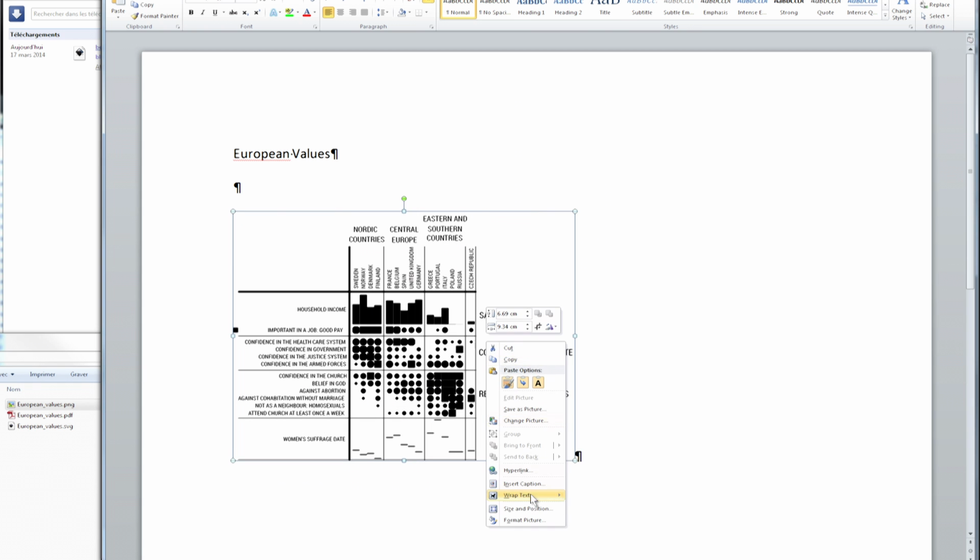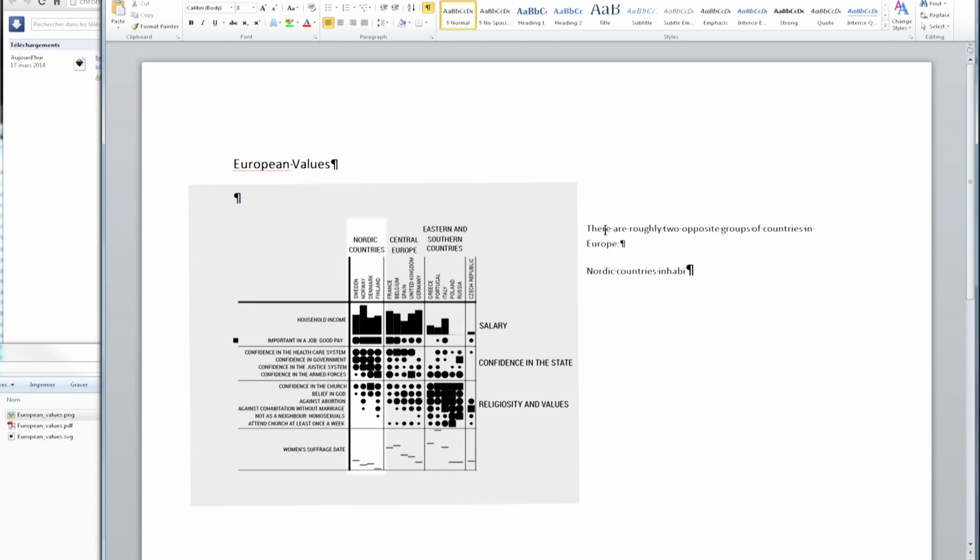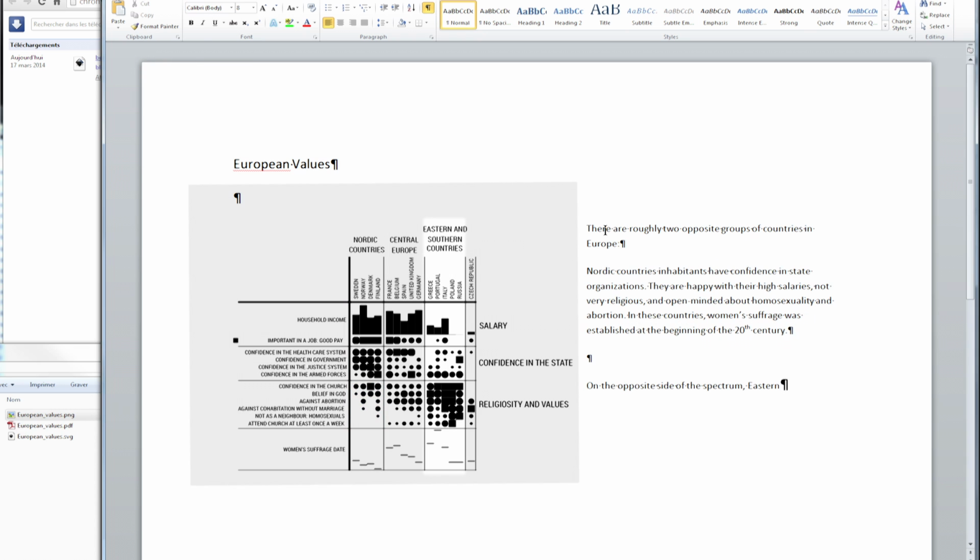This figure will help Clara explain that there are roughly two opposite groups of countries. Nordic countries with early women's suffrage, confidence in state organizations, satisfaction with their high salaries, being not very religious, and open-minded about homosexuality and abortion. On the opposite side of the spectrum, Eastern and Southern countries trust the army and the church, but not their state organizations and justice system.